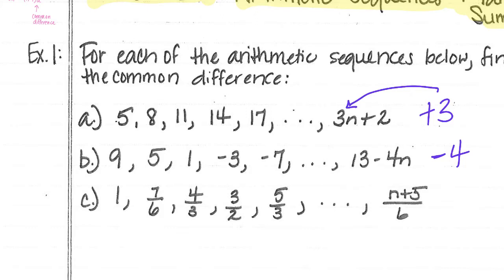And from 1 to 7/6 to 4/3, if I didn't reduce that and it was over 6, wouldn't that be 8/6? If I didn't reduce this one, wouldn't it be 9/6? And 10/6. So is there an arithmetic sequence? And if so, what is the common difference? The common difference is we are adding 1/6.